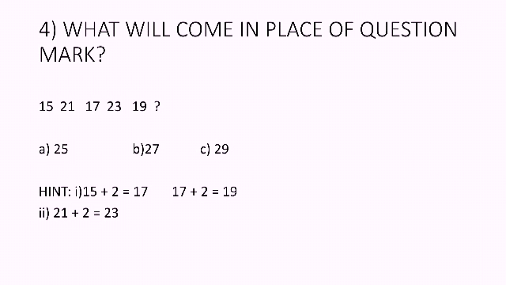It is like an alternate series going on. Alternate series means 15, 17, 19. Then there is another series, 21, 23. Then what will come? You have to find that out.